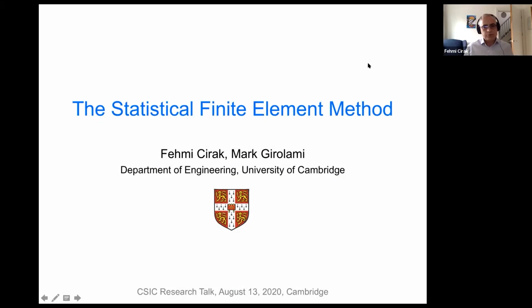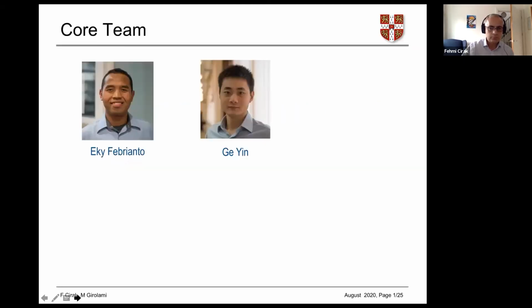Right. So I would like today to introduce the statistical finite element method. This is a work which we have been doing with Mark over the last 1 year. In addition to both of us, there are two RAs working on that. These are Eke Fabrianto and Guy Yin. And in addition to this core team, we have several early stage PhD students who are looking at the extensions and applications of this method.